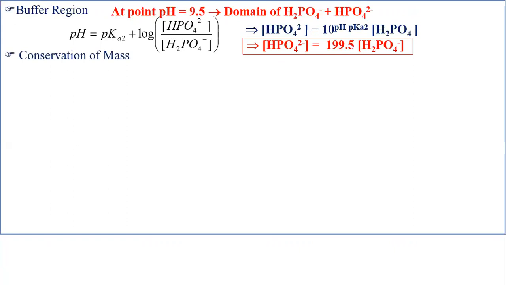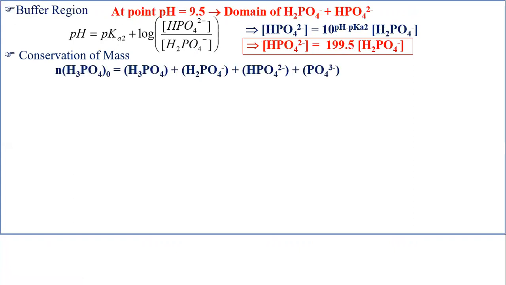Now we have conservation of mass. Of course, you can use concentration here or number of moles, because remember in Henderson, the concentration and moles are pretty much the same because the total volume cancels out. From the conservation of mass, the number of moles is conserved, or the mass is conserved. And the number of moles total of the H3PO4, which I start off with, is going to be split into all the different species in my solution.